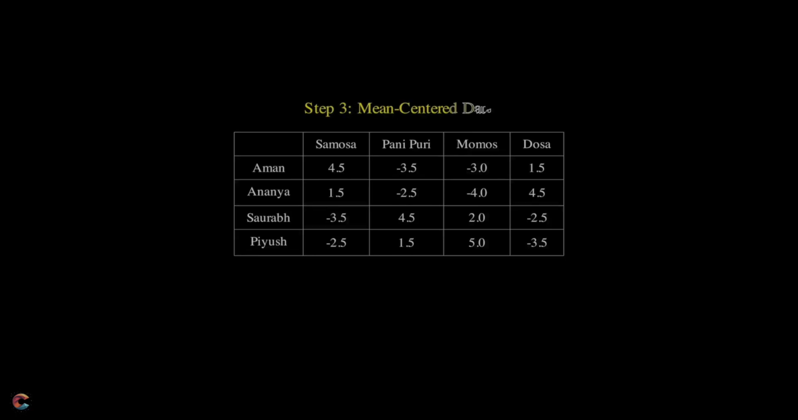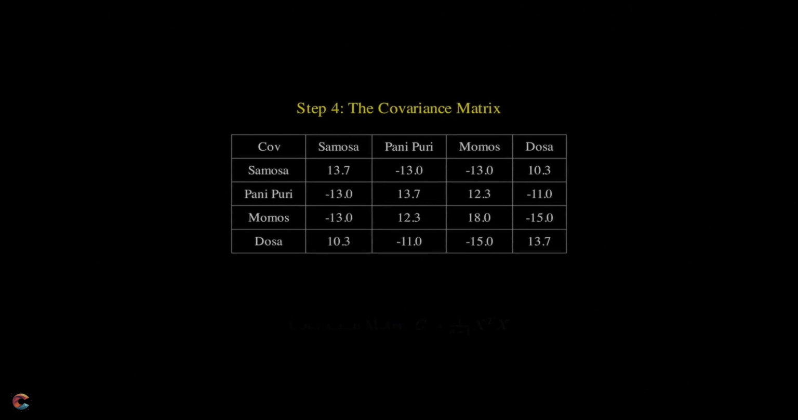Now we calculate the covariance matrix of this mean-centered data, which is calculated by the formula mentioned. Look at Aman and Ananya. They both love samosa and dosa but aren't a big fan of pani puri. Saurabh and Piyush are the opposite. This suggests samosa and dosa are correlated in our dataset. The covariance matrix captures this friendship between features. So the diagonal values show the variance and the off-diagonal values show the covariance.